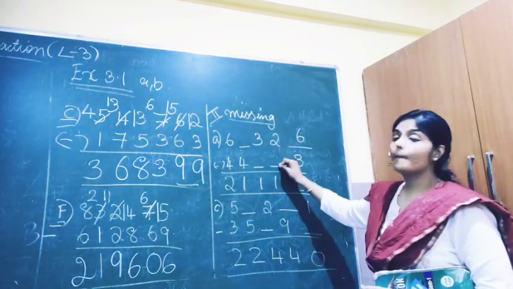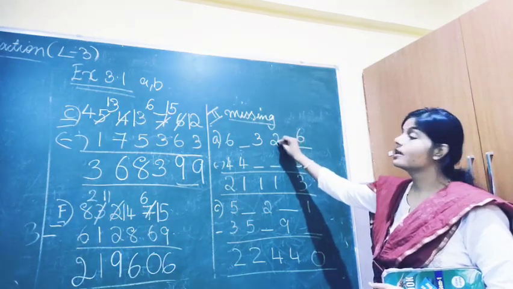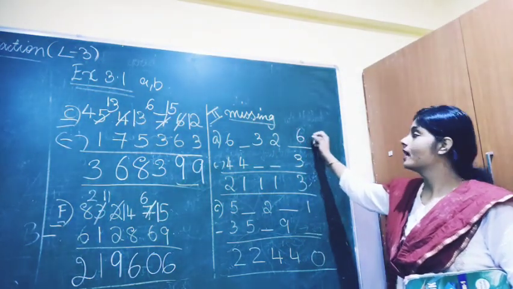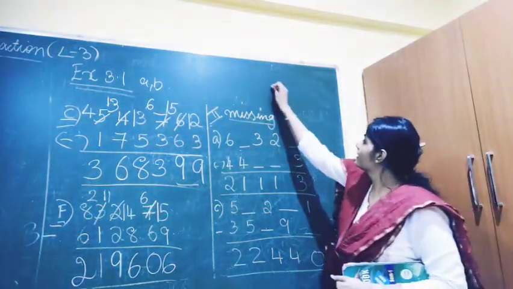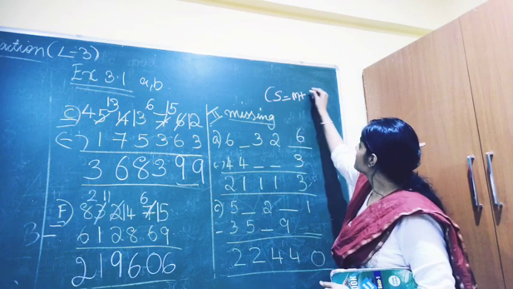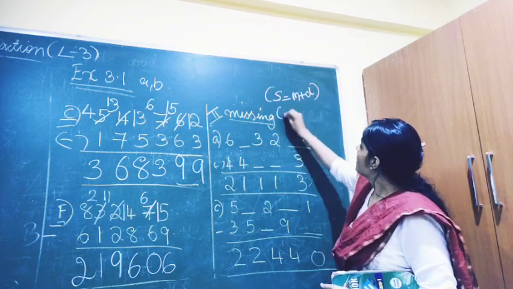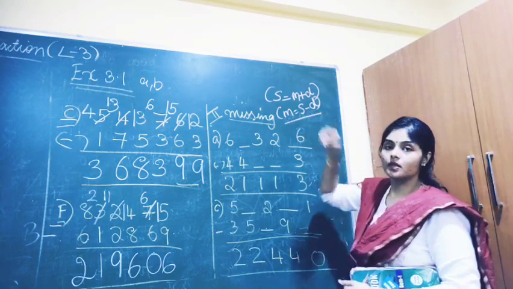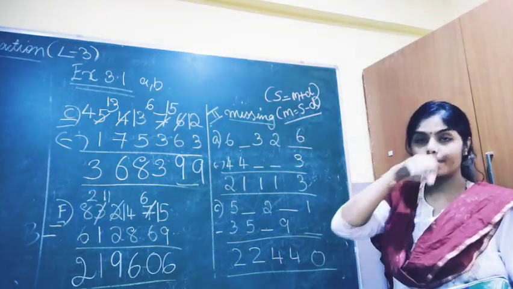Next, here your minuend is missing. So 3 plus 3 you get 6. Okay. If you have subtrahend, I'll write here. If subtrahend is not there, minuend minus difference. If your minuend is missing, subtrahend plus difference. Understood? This is a simple formula.